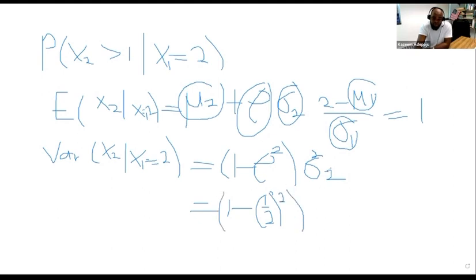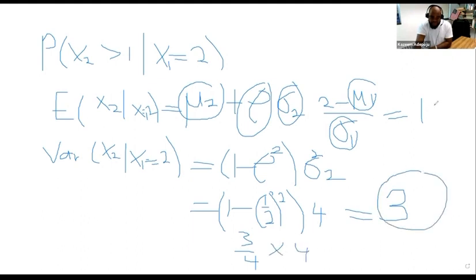And they've given you the sigma 2 squared. I think that was 4. So when you simplify that, that is going to look like 3, because this is going to give you 3 over 4, right? And 3 over 4 times 4. So the variance is 3, the mean is 1. If the variance is 3 and the mean is 1, I can find this now. It's going to be super easy. You know why? It's going to be super easy finding that, right?